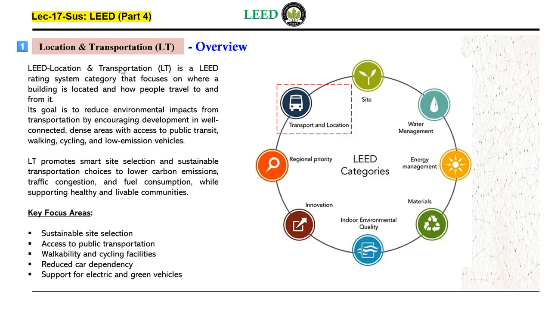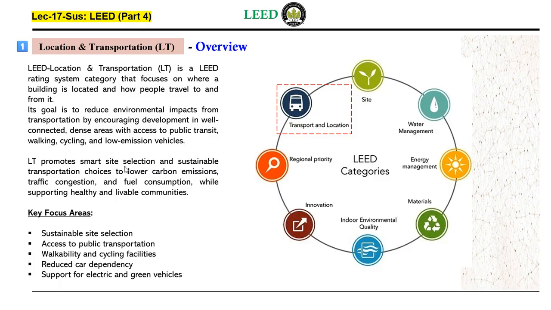So, first we have an overview of the LT. LEED location and transportation, in short LEED LT, is a LEED rating system category that focuses on where a building is located and how people travel to and from it. Its goal is to reduce environmental impacts from transportation by encouraging development in well-connected, dense areas with access to public transit, walking, cycling, and low-emission vehicles.